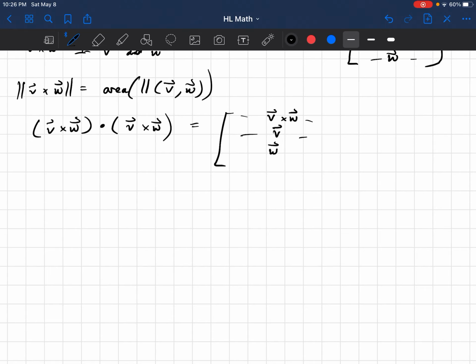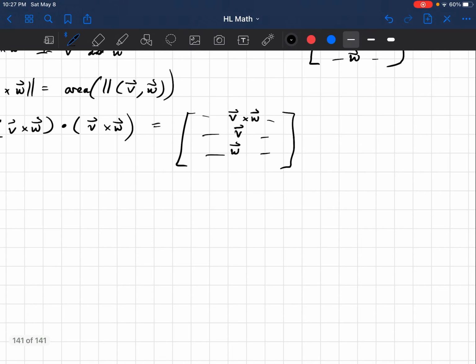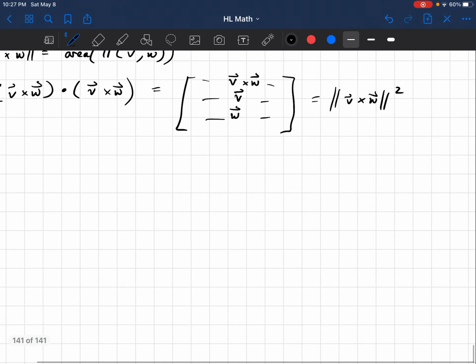And then they have components, of course, but we don't really know what they are, and we don't really care what they are. Now, realize also that any vector dotted with itself is just the magnitude of that vector squared. So this is also equal to the magnitude of V cross W squared. And now realize also that this is a determinant, and it's the determinant of the three vectors, V cross W, V, and W.